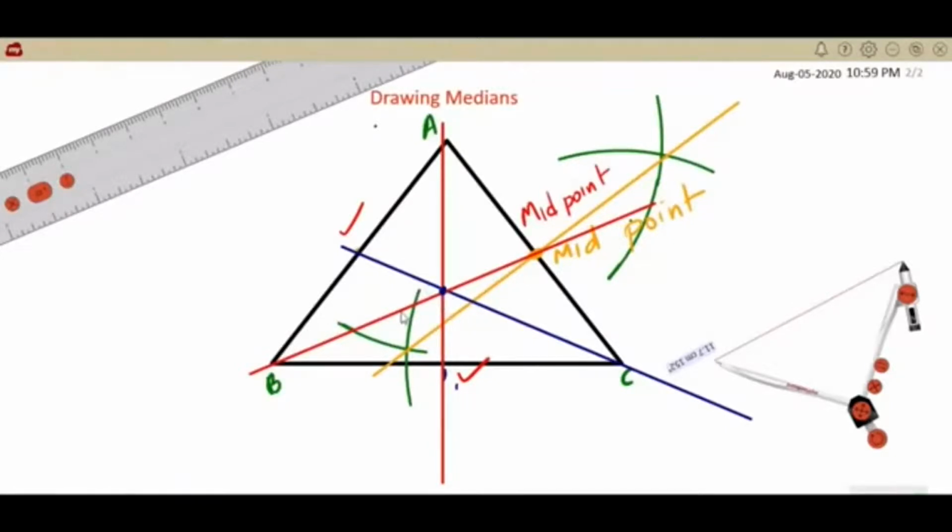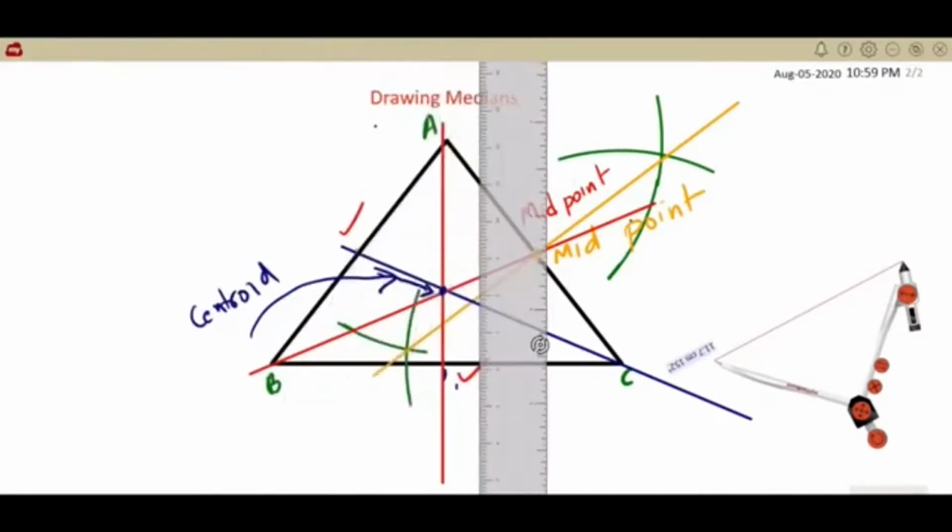This point is called the centroid. The centroid is the point of concurrence of the medians of the three sides of a triangle. There is an interesting point over here. It is applicable for all triangles that the medians meet at a point, and we call that point the centroid, irrespective of whether the triangle is acute, obtuse, or right-angled.